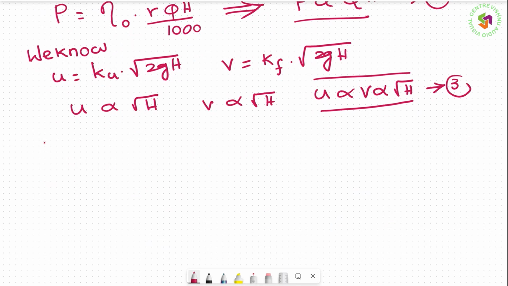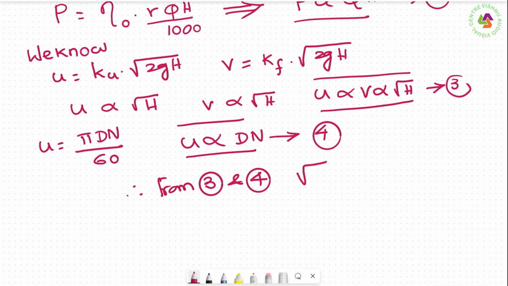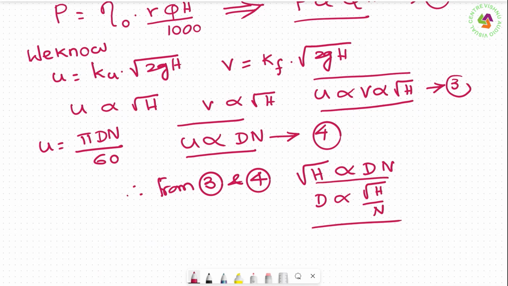Then fourth, we know that U is equal to pi dn by 60. So that means U is proportional to dn. So this is equation 4, right? Already U is proportional to root H. So therefore, from 3 and 4, I can write root H is proportional to dn. Am I right? Or D is proportional to root H by N. So this I can write as 5, right?